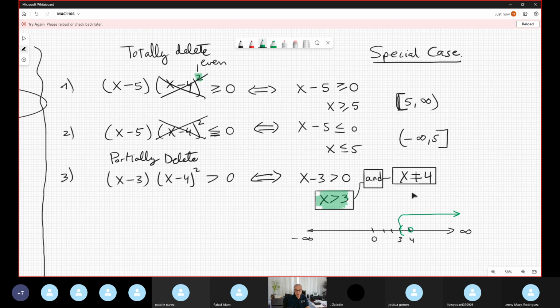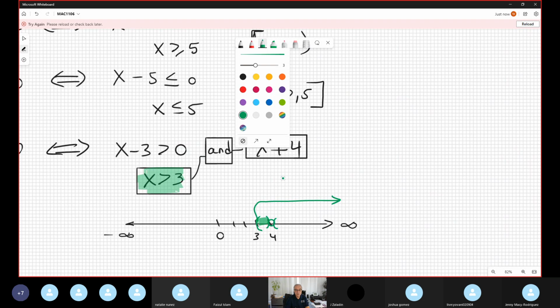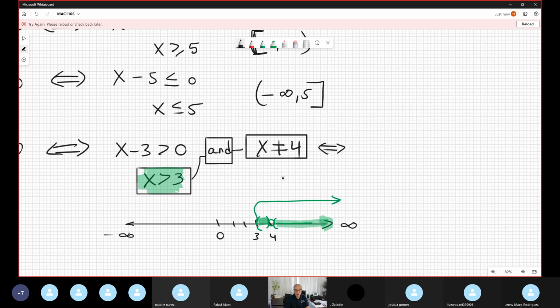Okay, so actually my answer is from 3 to 4. Of course, it does not include 4, because at 4 there is no equal, it's a hole, and then from 4 to infinity, and it continues forever in that direction. So what is the final answer? This and this is equivalent to saying parenthesis 3, 4, union, because it's two pieces separated by a hole, and 4, infinity. Do you understand this or no?